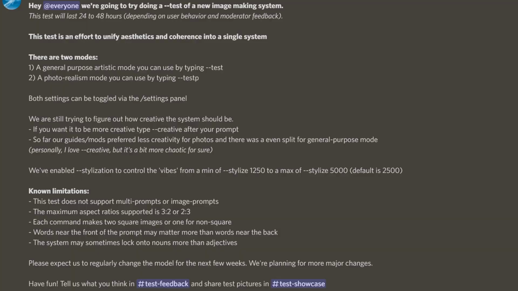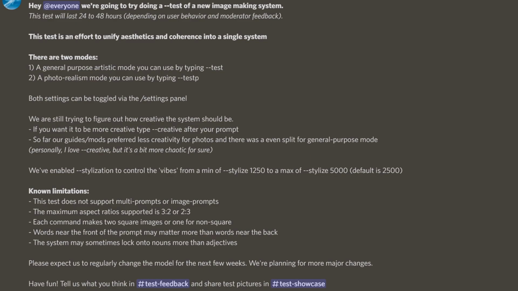Alright, let's take a look at the announcement first, because this is where all the information is available. As you can see, this test is an effort to unify aesthetics and coherence into a single system. This is very important, by the way. I'm going to explain why.